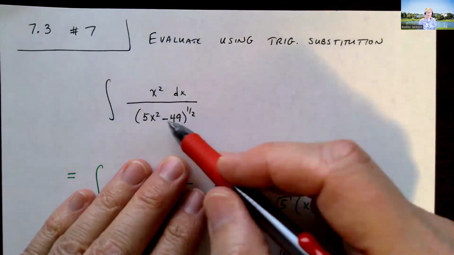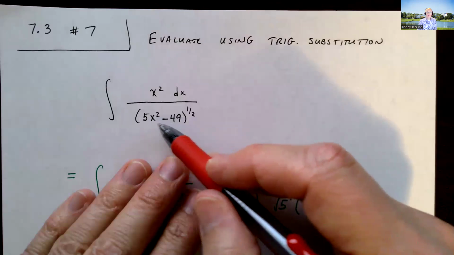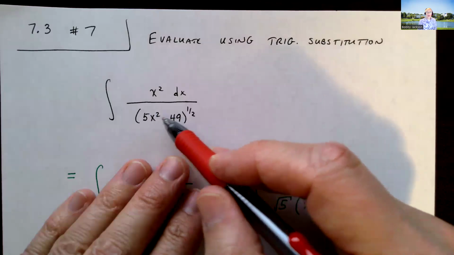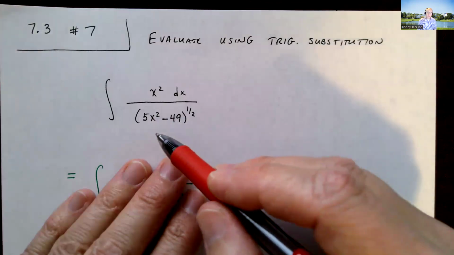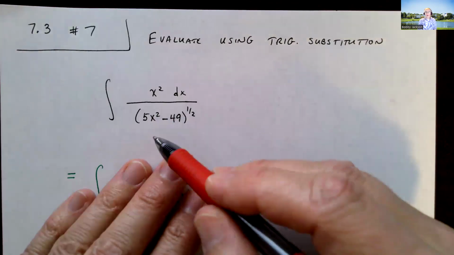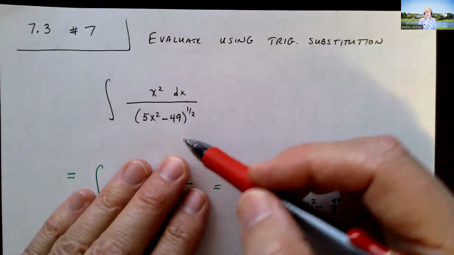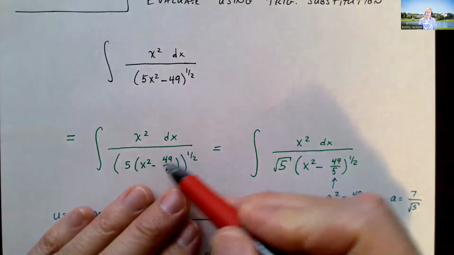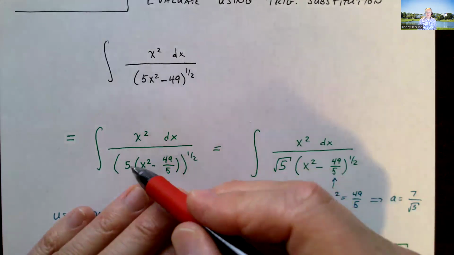Maybe that's a squared. I'm going to factor out a 5 from in here first to see exactly what the a is. And then we have to determine, is it x equal a sine theta, x equal a secant theta, or x equal a tangent theta? Well, let's do the factoring of the 5 out. This to the 1/2 power, of course, means the square root, right? So I'm going to factor out a 5.